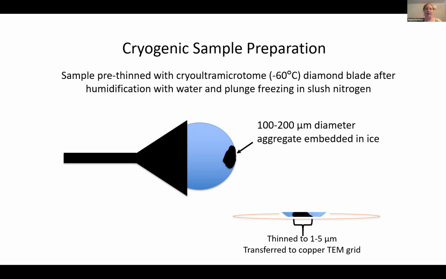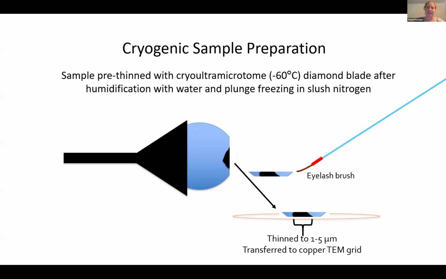We started by embedding an aggregate in water and freezing it in slush nitrogen to prevent formation of ice crystals. And we started with a relatively coarse thin section to 1 to 5 micron thickness using a ultramicrotome diamond blade under cryogenic conditions, which was transferred to a copper TEM grid. And this is where the eyelash brush comes in. As it turns out, the rigidity and size of an eyelash is just perfect for transferring a tiny, tiny little curl of ice from a droplet to the TEM grid.